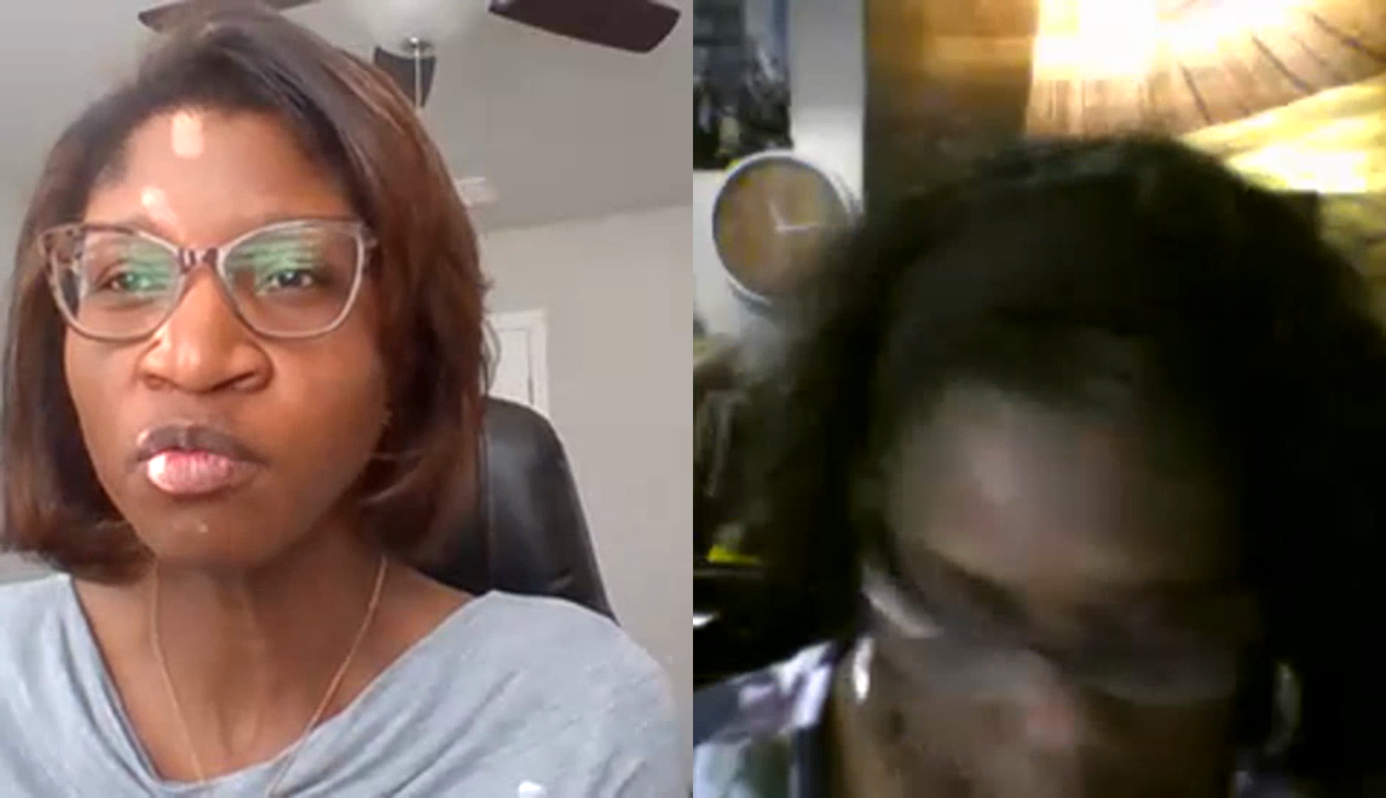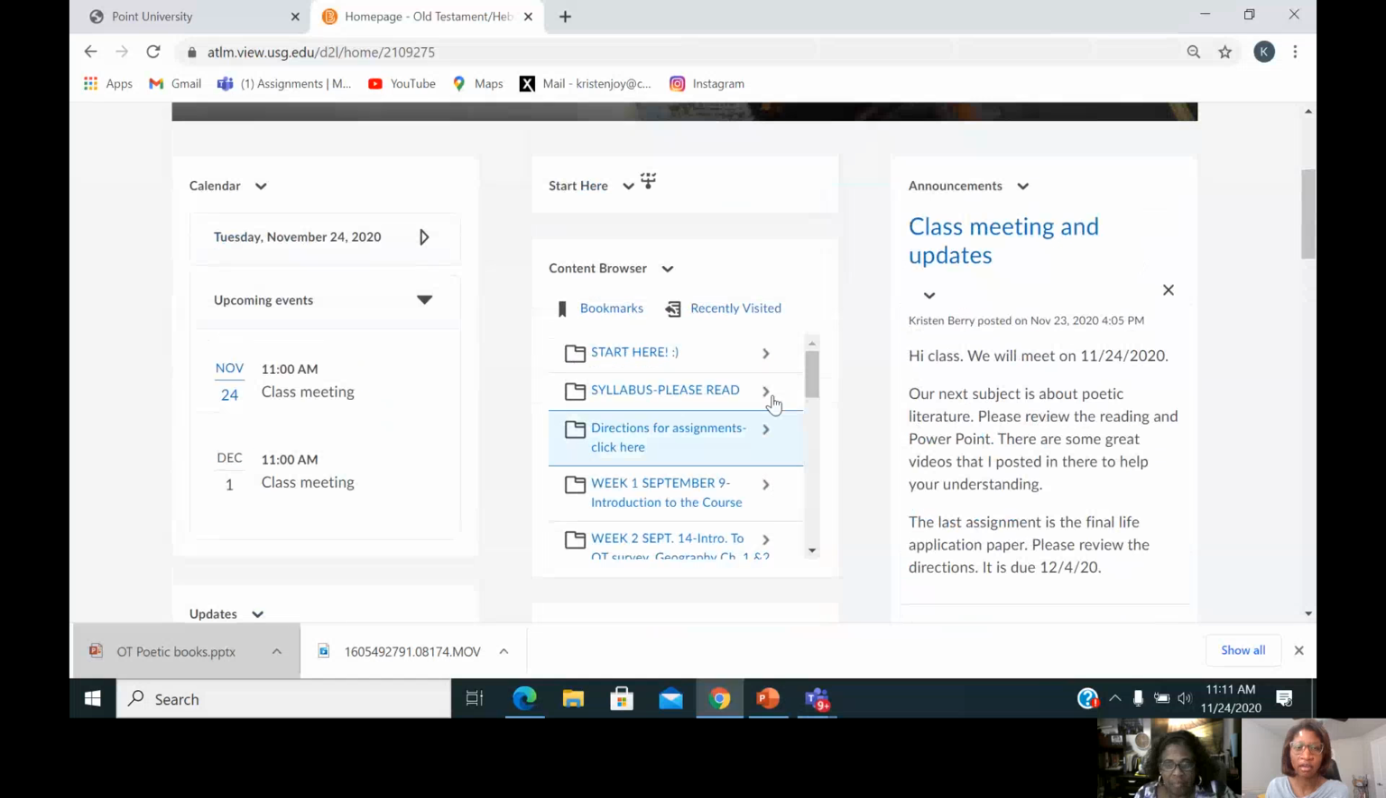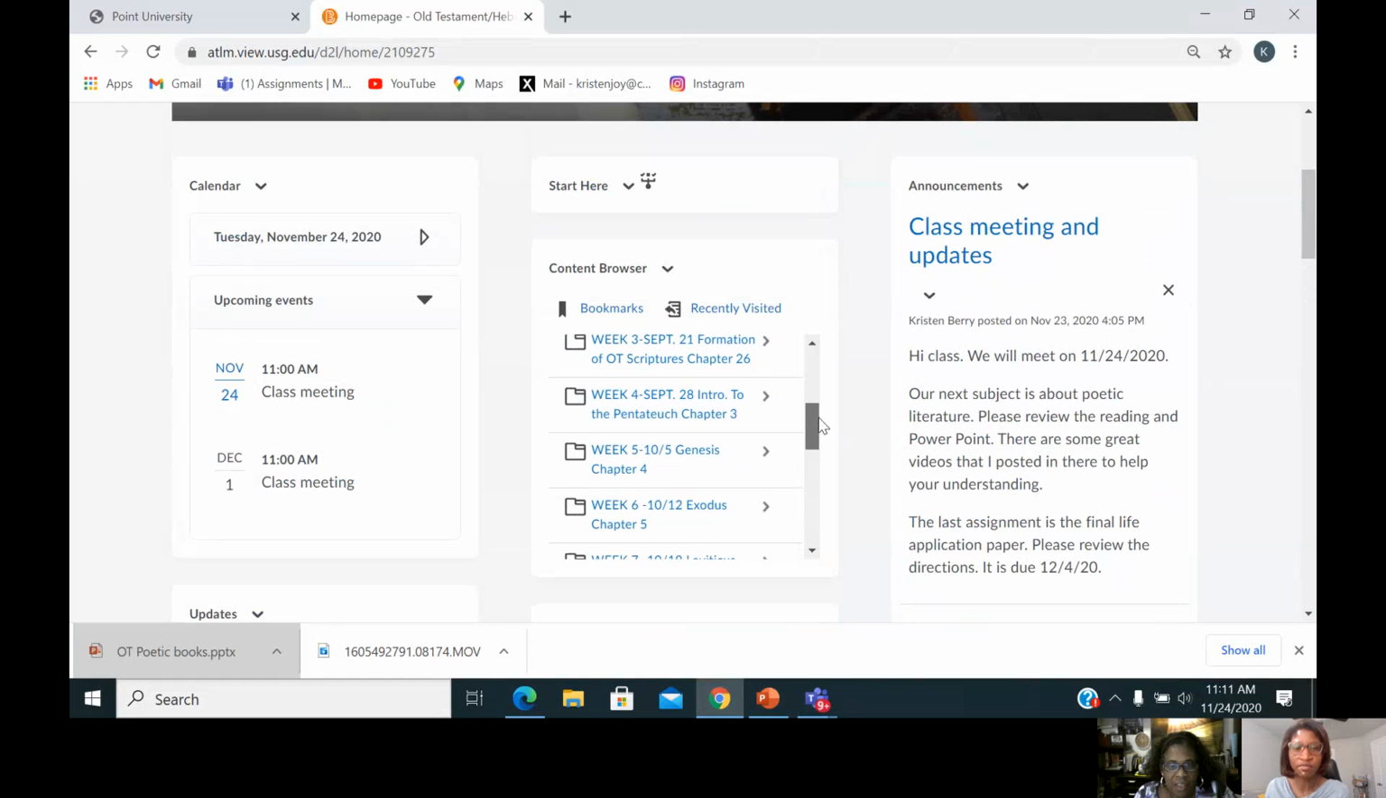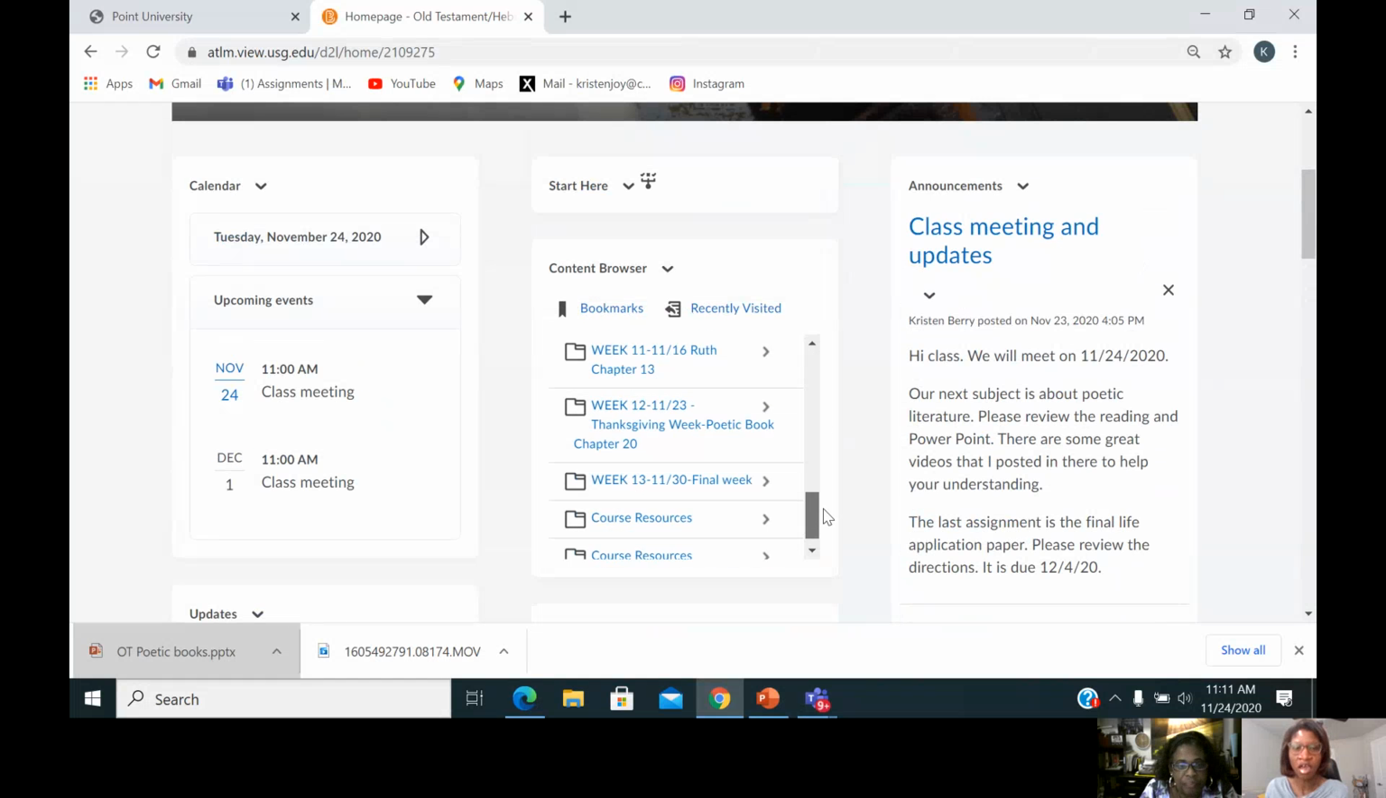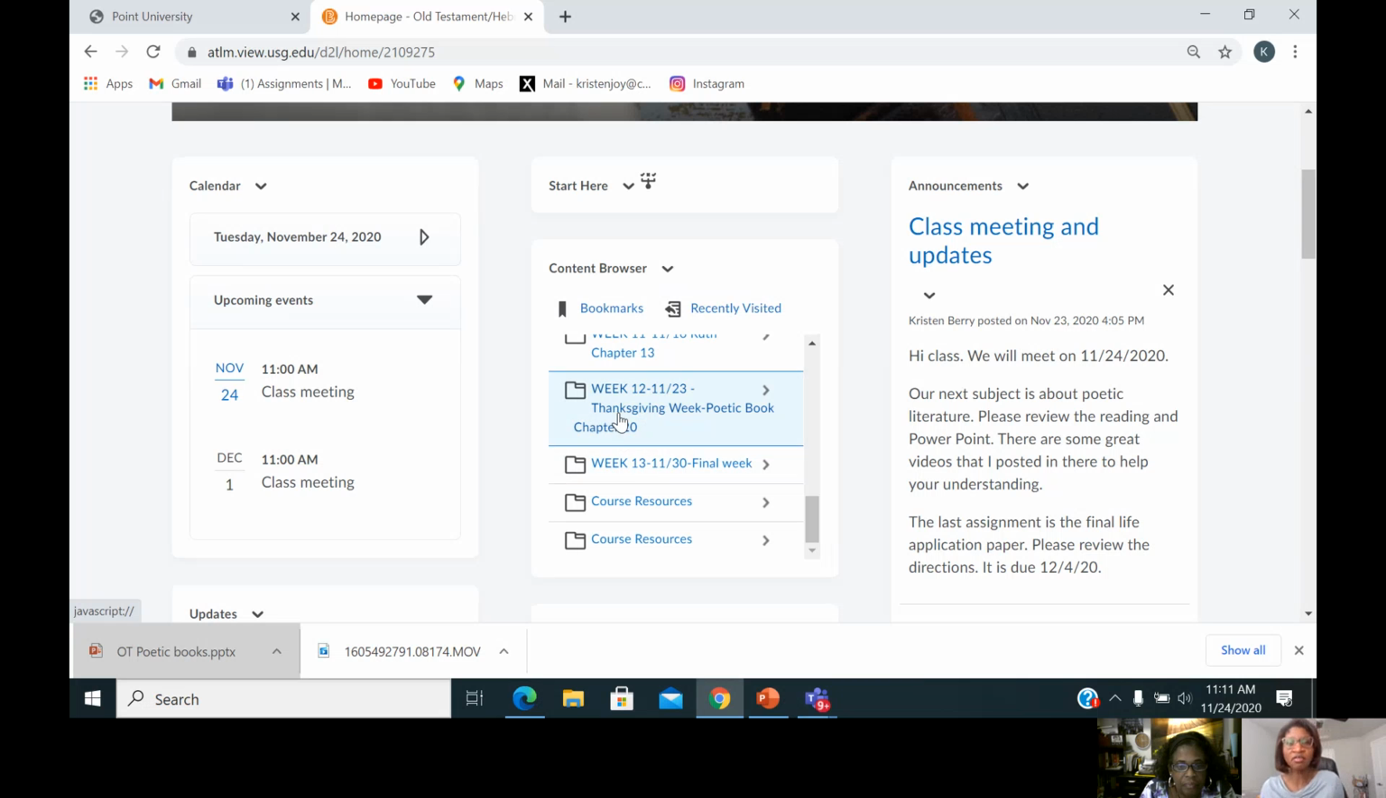And I do want to just go over a few things today. Can you see my screen? Yes. All right, so today we find ourselves right here in Poetic Books. I think you're going to really love this one, Opal, because this is going to talk about the poetic books that we use a lot in the Bible. And then really, I'm just going to wrap it up right here real quick.